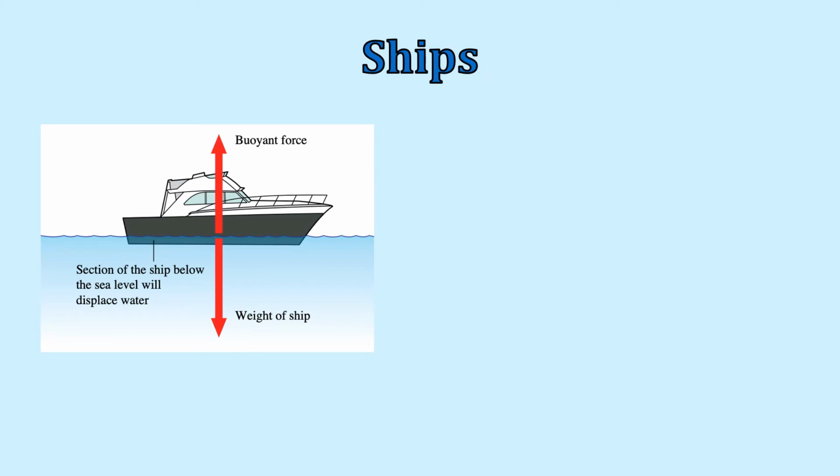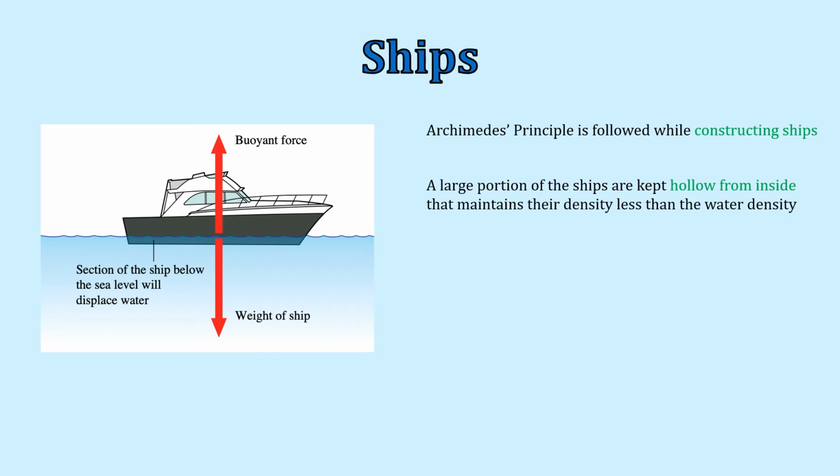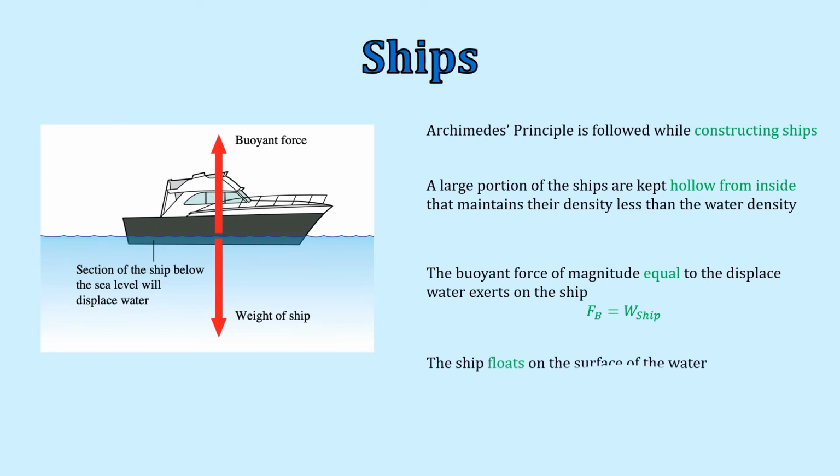Have you ever wondered why large ships do not sink in the water? Well, the reason behind that is Archimedes' principle. Archimedes' principle is followed while constructing the ships. A large portion of the ship is kept hollow from inside, which maintains its density less than the water density. A buoyant force of magnitude equal to the displaced water exerts on the ship. The ship will float on the surface of the water.